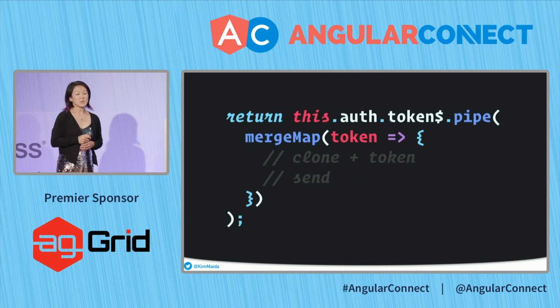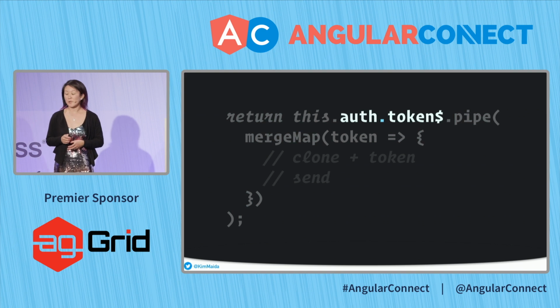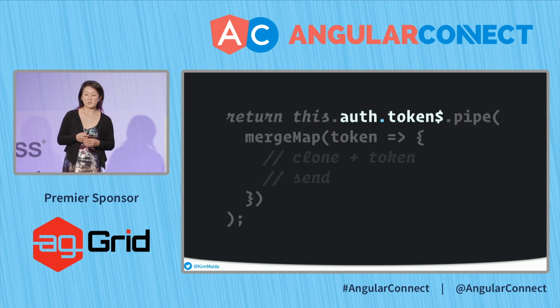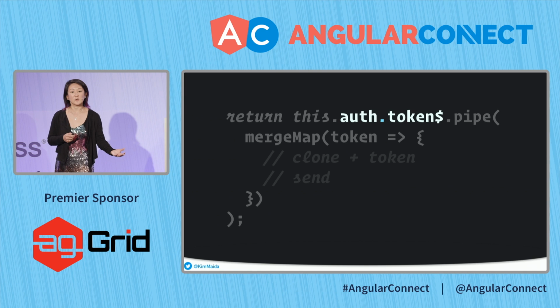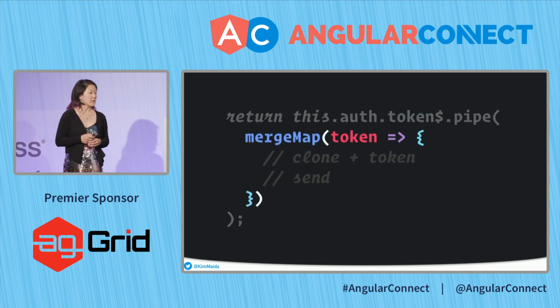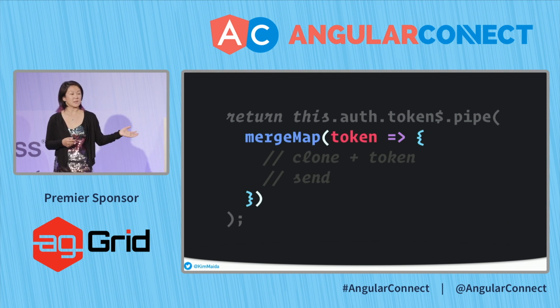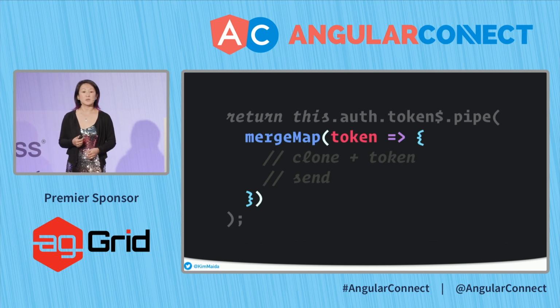So maybe we could use RxJS to do something like create an auth token stream in our authentication service. And maybe this will emit the token once it becomes available. And we can use mergeMap here to ensure that if we have multiple requests that are being sent out, none of the previous requests are canceled by a new one that comes in.